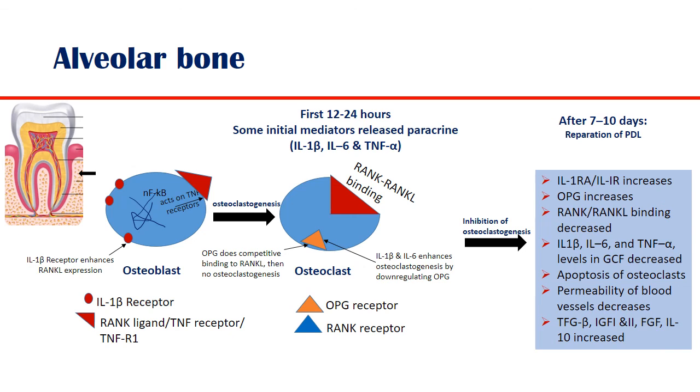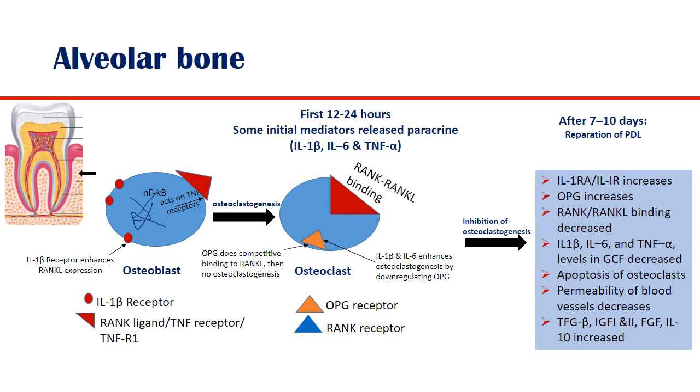So initially, when the force is put on the tooth, like we've explained in the periodontal ligament, the precapillary network is formed, there is vasodilation, and the leukocytes and the mediators are released. The initial mediators that are released are interleukin 1 beta, interleukin 6 and tumor necrosis factor. I'll be repeating these mediators again and again so that you remember them. Anytime they flash in front of your eyes, you will come to know where and when they acted. So you don't have to mug that up. In the initial first 12 to 24 hours, these initial mediators are released.